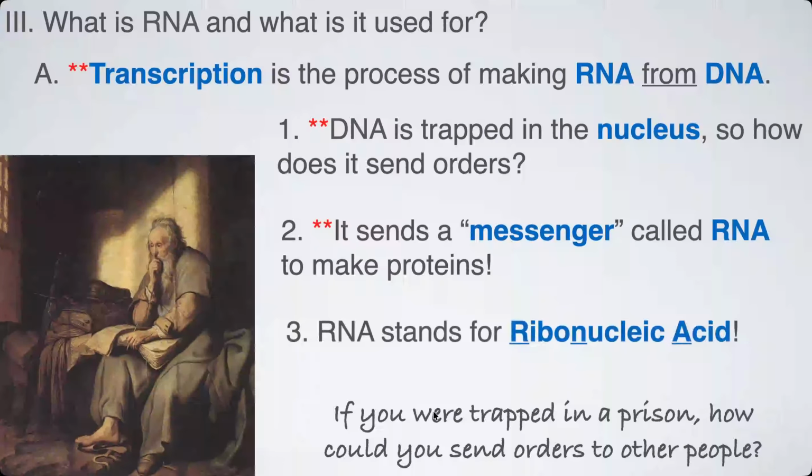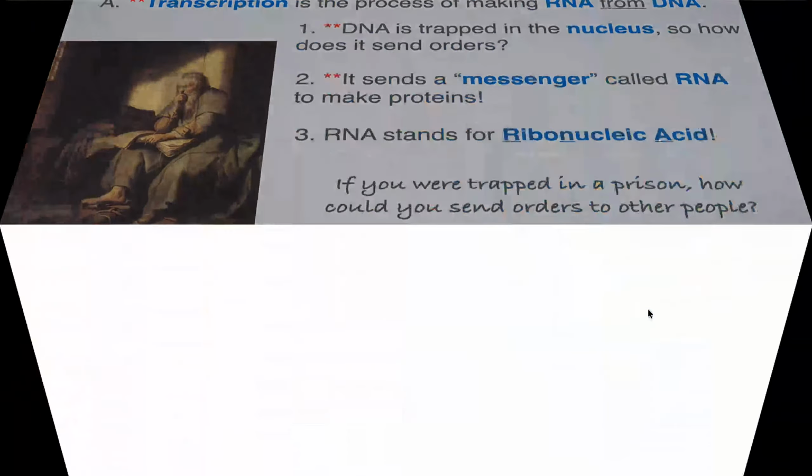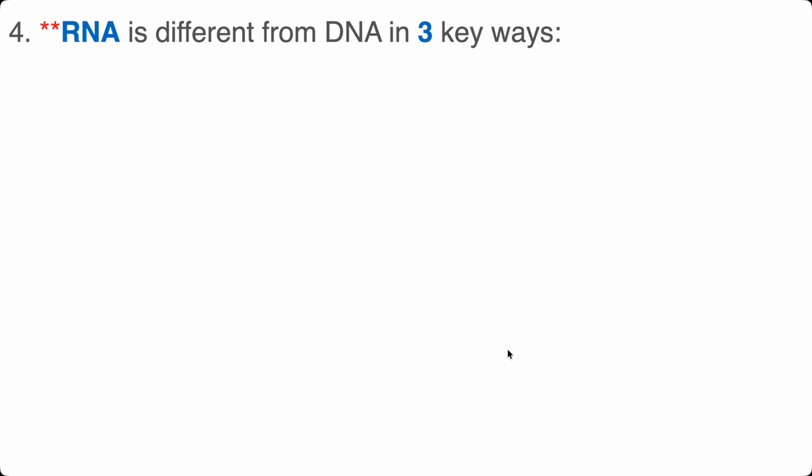The interesting thing about RNA is it's very similar to DNA, but it does have some differences. First things first, RNA stands for ribonucleic acid. In case you forgot, the D in DNA stood for deoxyribose. Now we're just talking about ribonucleic acid, so it's not the same. In addition to the name, there are 3 differences. Number 1, it's single-stranded. No double helix here.